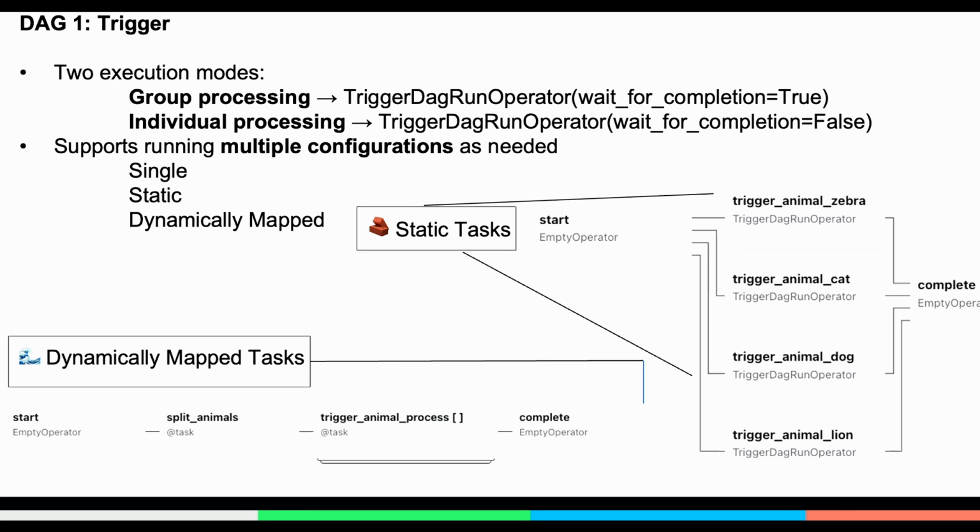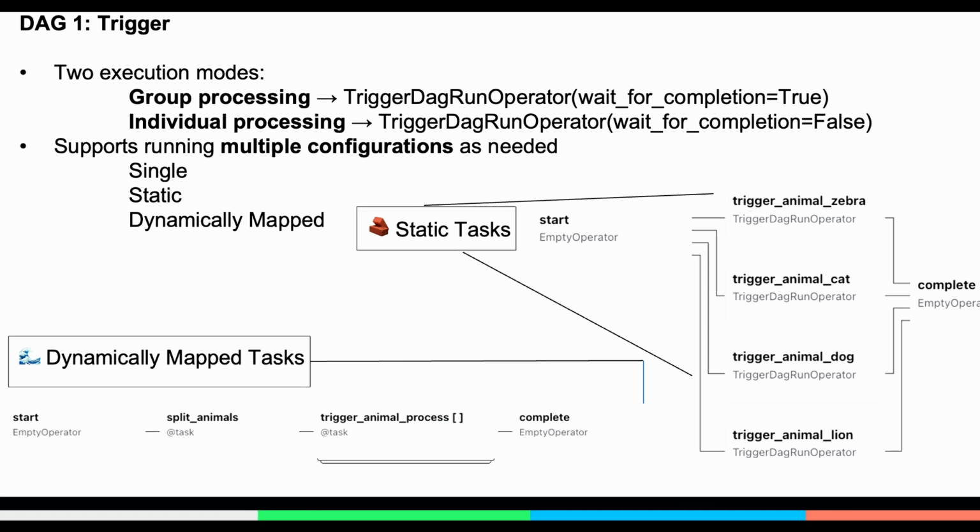So we have 2 different types of execution modes, group processing and individual processing. If I want to process them in a group, I want to make sure that all of my animals get processed before I move to complete. And then you have the individual processing where you don't necessarily care when they get done, you just need them to get done. So you can use the trigger DAG run operator to achieve this. Again, it just depends on your use case.